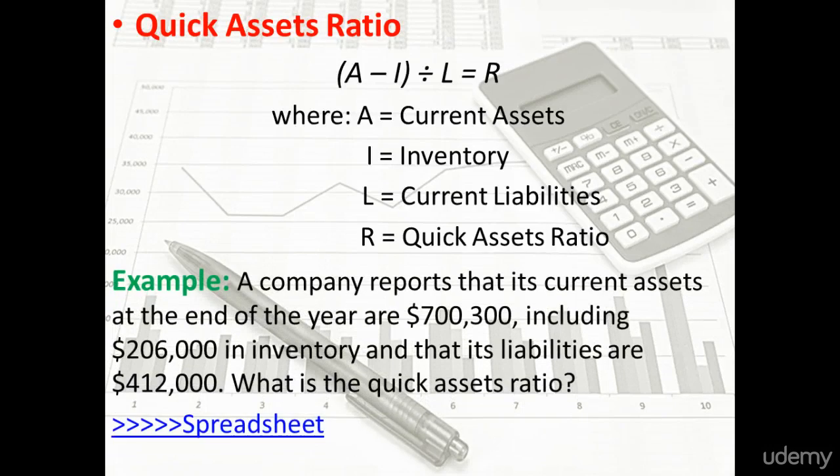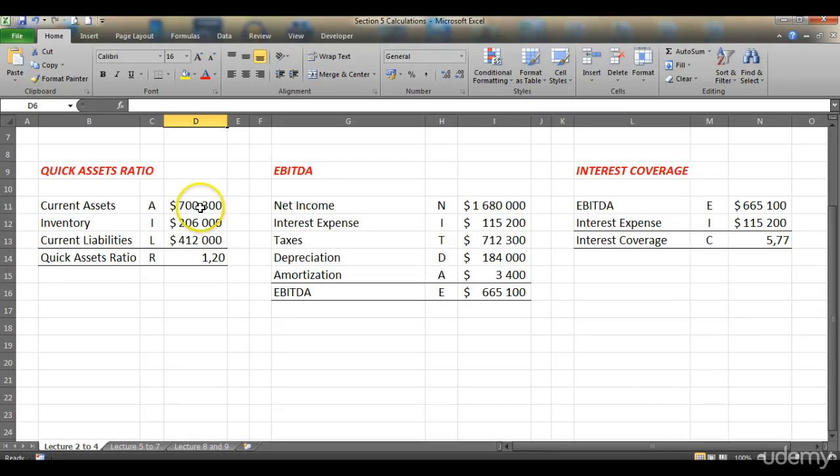Here is the example. A company reports that its current assets at the end of the year are $700,300, including $206,000 in inventory, and that its liabilities are $412,000. What is the quick assets ratio? Let's see this on a spreadsheet. On the spreadsheet, enter the values of current assets, inventory, and current liabilities. And the formula is current assets minus the inventory divided by current liabilities. And here we receive the ratio 1.2.